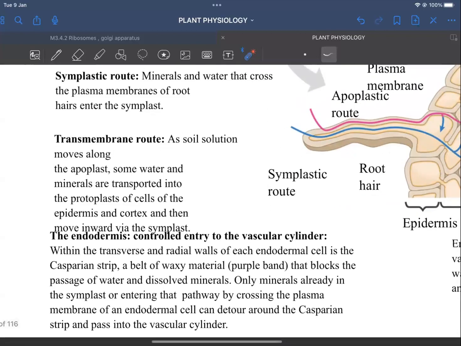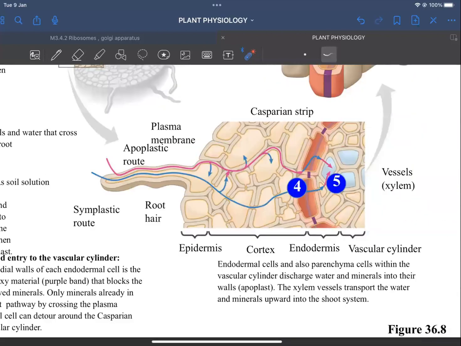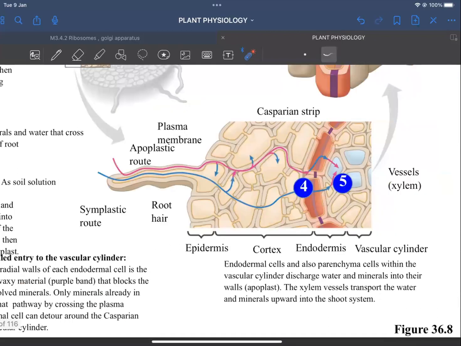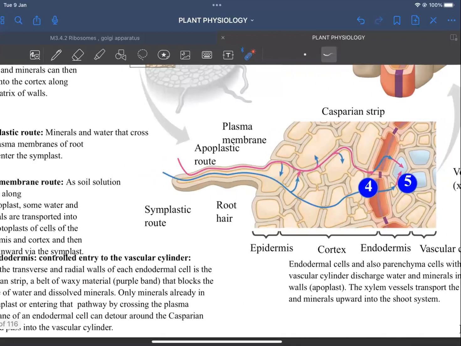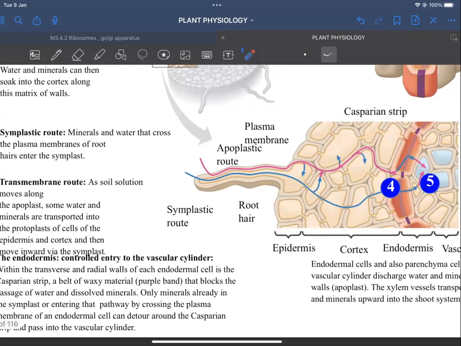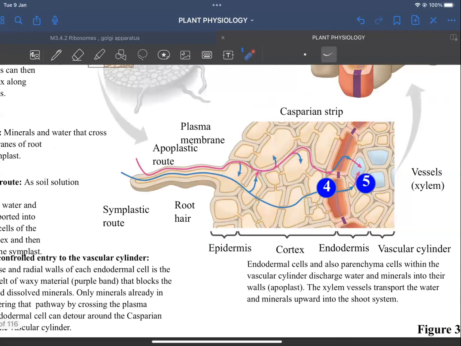And the endodermis over here. Okay, this is the endodermis. Within the transverse and radial walls of each endodermal cell is the Casparian strip. It's a belt of waxy material, the purple band over here, that blocks the passage of water and dissolved minerals. Why? Because they are waxy, so they are going to prevent the water from going through. So only minerals already in the symplast, entering the pathway by crossing the plasma membrane of an endodermal cell, can detour along the Casparian strip and pass into the vascular cylinder.